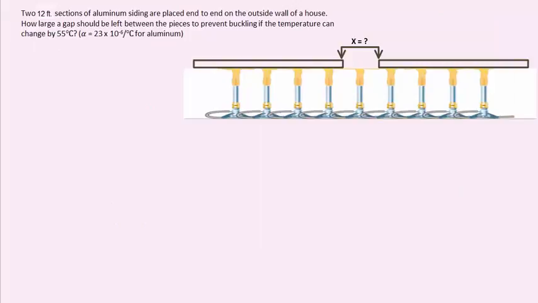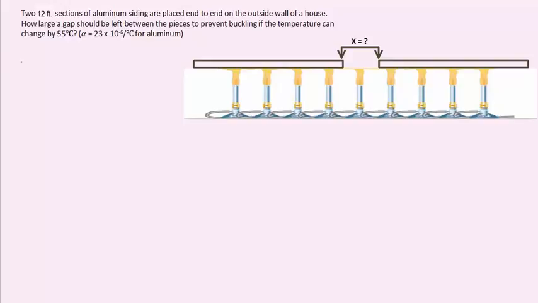If we were to look at our first example, we're given two 12-foot sections of aluminum siding that are placed end to end on the outside wall of a house. We're asked how large of a gap should be left between the pieces to prevent buckling if the temperatures can change by 55 degrees Celsius. And we're given the linear expansion coefficient, which is equal to 23 times 10 to the negative 6 per degrees Celsius for our material of aluminum.